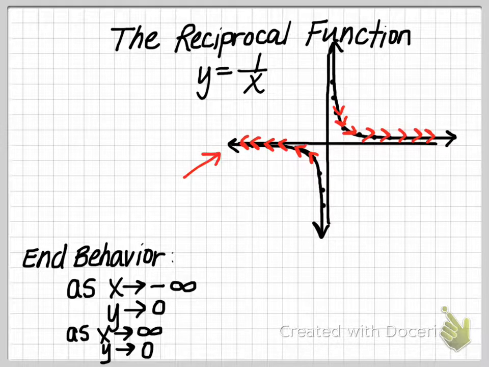This is how we'd write our end behavior, and this would be a new end behavior for us because, again, the end behavior is not simply just rising or falling, but rather the end behavior is that the y values are approaching 0. There we go.